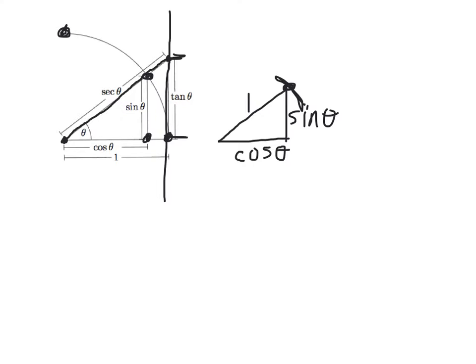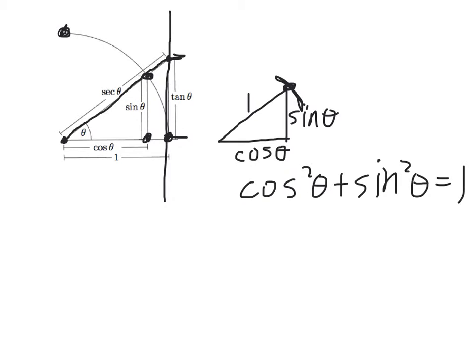And that also illustrates one of the most common identities in trig, the Pythagorean identity, as it's sometimes called. Cosine squared theta plus sine squared theta will equal 1. Okay, it comes directly from the right triangle.